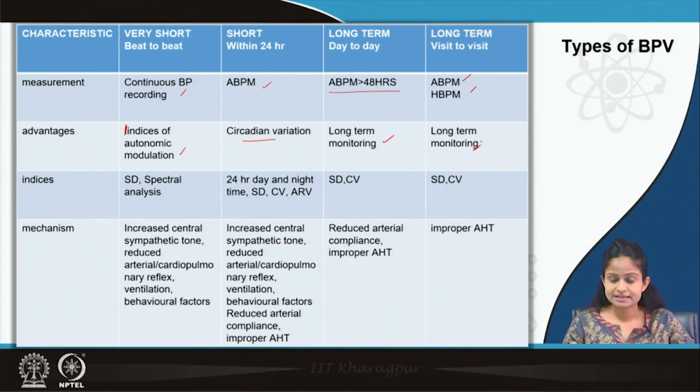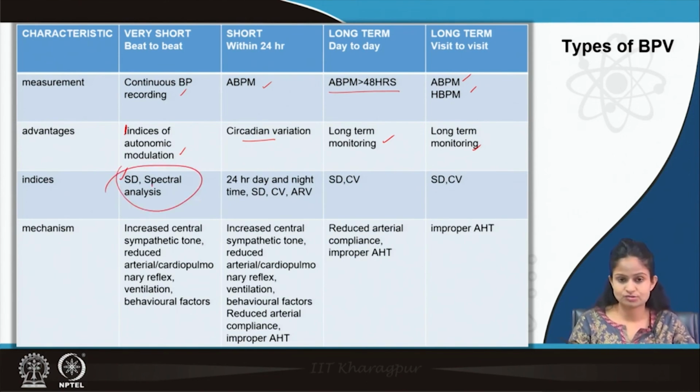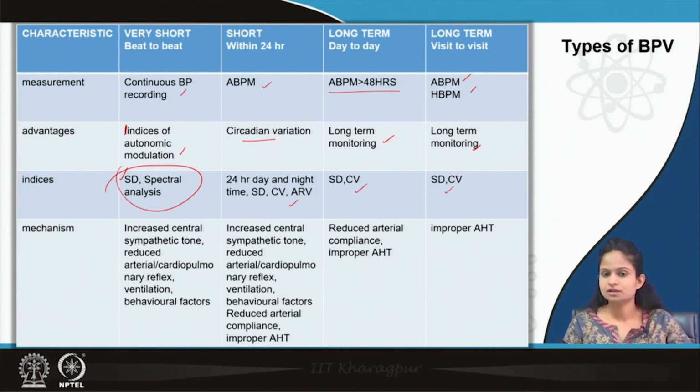The spectral analysis and the standard deviation are the indices we get for the beat to beat blood pressure variations. Nowadays, we get a non-invasive beat to beat blood pressure monitor, which actually illustrates the standard deviations and these indices, spectral analysis. Then we have 24-hour, day and night time standard deviations, coefficient of variations for 24-hour, then standard deviation and coefficient of variation for the long term.